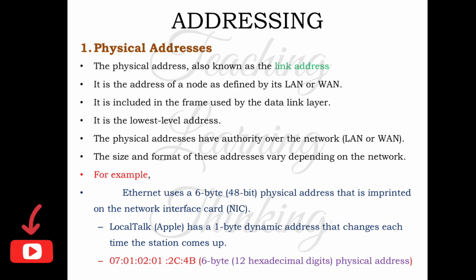For example, Ethernet uses a 6 byte, that means 48 bit, physical address, since each byte is 8 bits, so 6 into 8 is 48 bits, that is imprinted on the network interface card, the NIC. Another example is LocalTalk, where Apple has a 1 byte dynamic address that changes each time the station comes up. These are the examples of physical address, which is written as 6 bytes, or 12 hexadecimal digits. So this is our first type of addressing, the physical address.